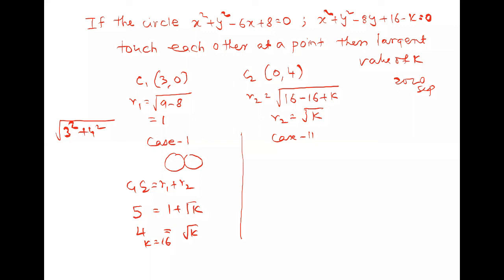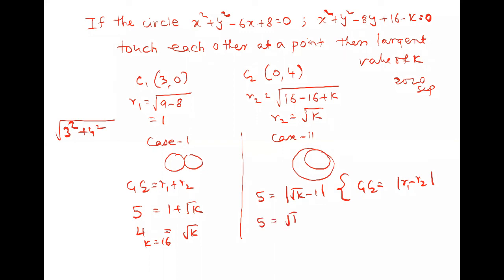But if the circles touch internally, because they have not mentioned anything, what happens in this case? We get 5 equal to |√k − 1|. What is the formula? C1C2 equals the modulus of R1 − R2. So 5 is equal to √k − 1, 6 equals √k, so k equals 36. 36 is the answer. JEE Mains 2020 September.